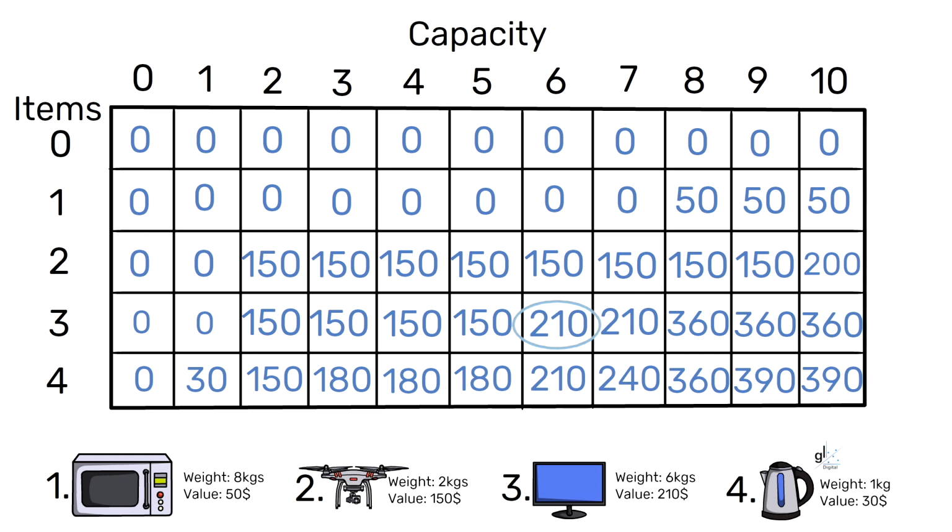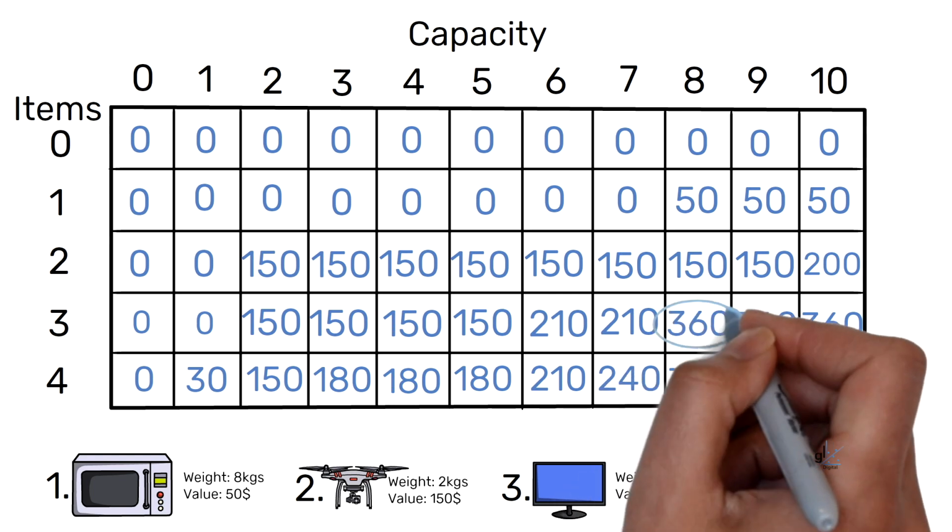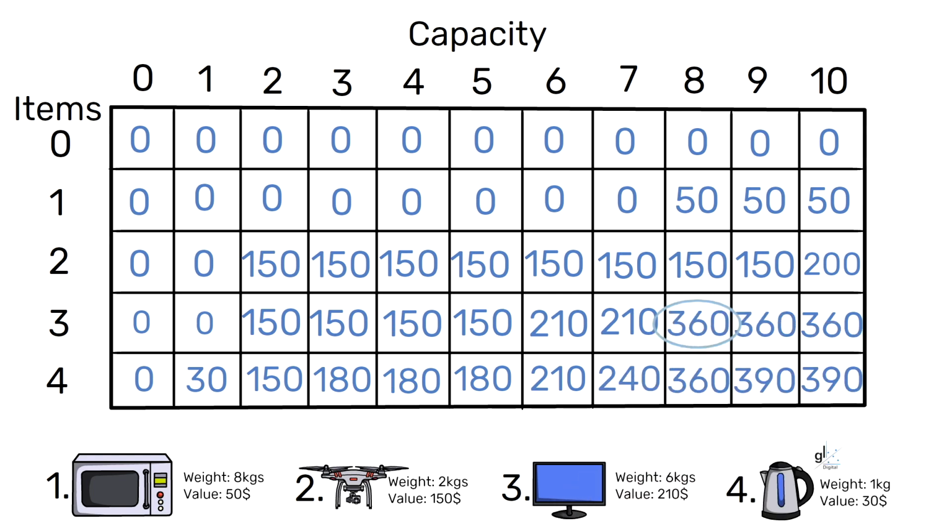If we were considering those same 3 items and our container could only hold a maximum of 8 kgs, we would include the monitor and the drone within our container, which would give us a value of $360. We can see this in our results here at position 3,8 in our data array. If we were only considering the drone and the microwave, and our container could hold a maximum of 8 kgs, we would only include the drone in our container to maximize our value.